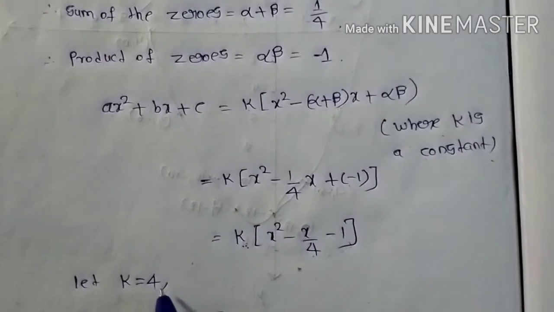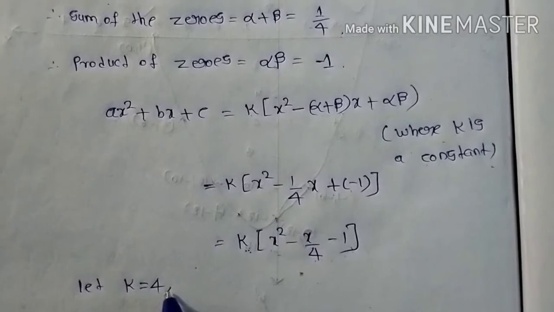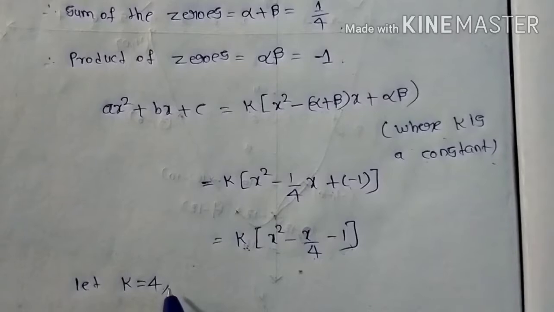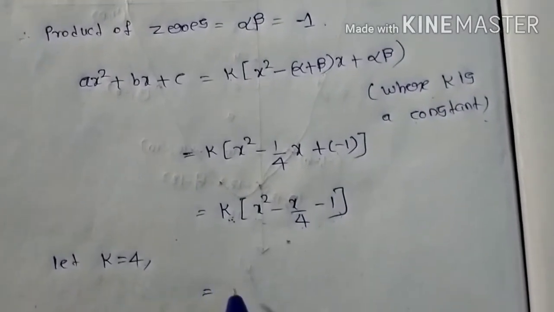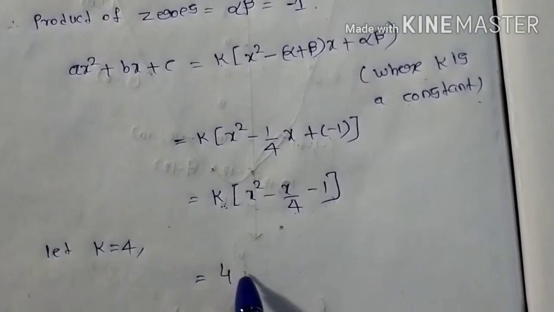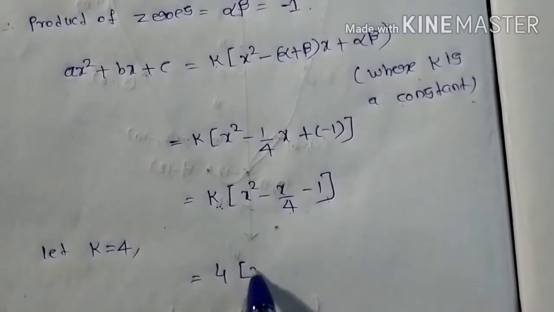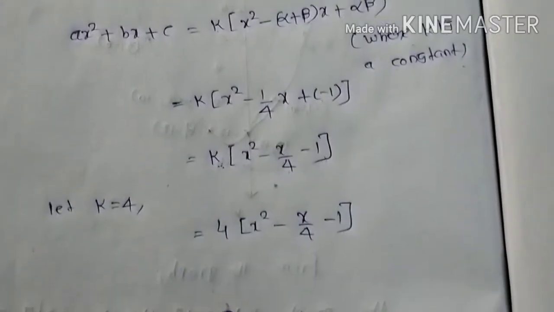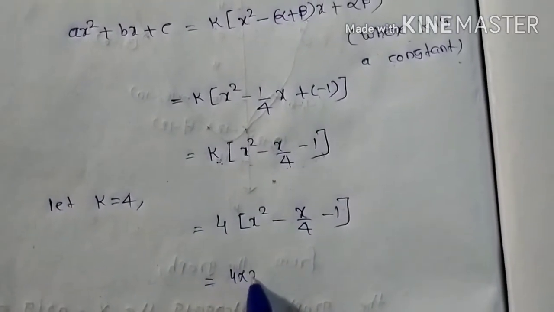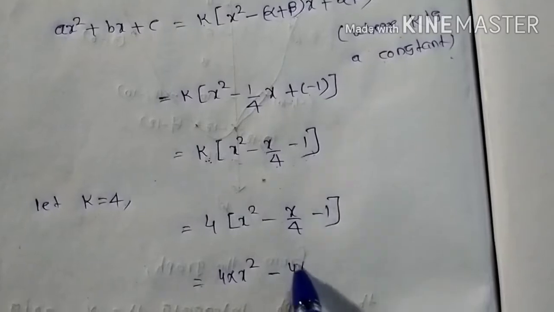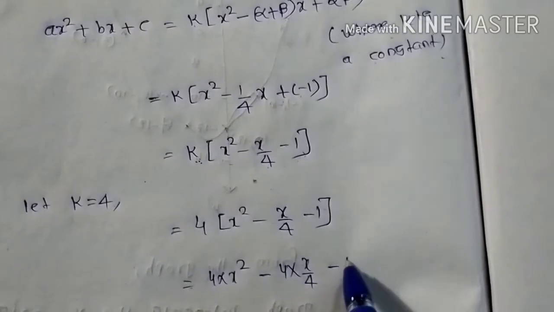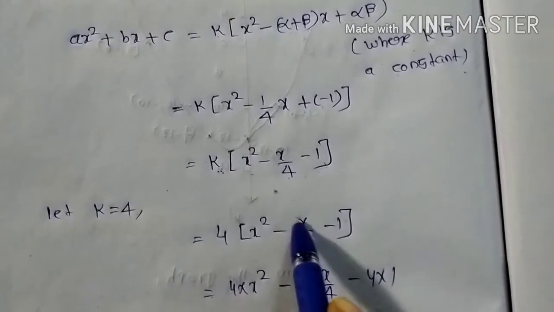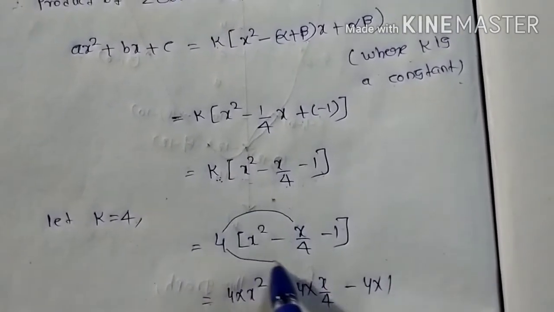We can put different values of k. So I am taking k equal to 4. That means I am writing 4 into x square minus x by 4 minus 1. That means you can write 4 into x square minus 4 into x by 4 minus 4 into 1. Yes or no? You need to multiply, sir. 4 into x square, 4 into x by 4, 4 into -1. Yes or no?